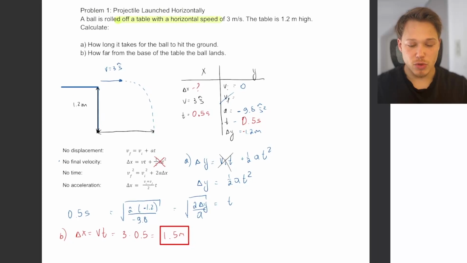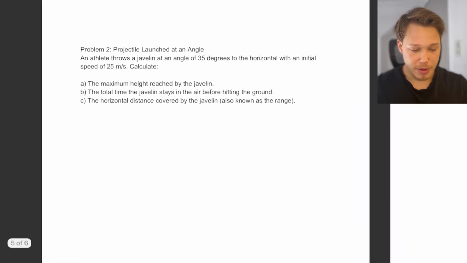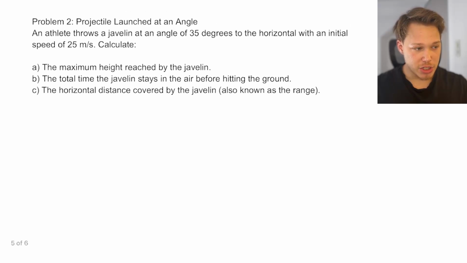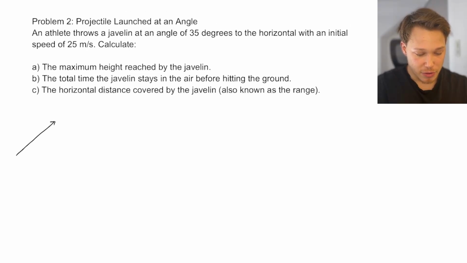All right, this was our problem 1, a projectile launched horizontally. In the next problem, we will take a look at what happens when a projectile is launched at an angle, a very important problem that you must know before your test. Let's take a look at it. In problem 2, a projectile is launched at an angle of 35 degrees and a velocity of 25 meters per second.